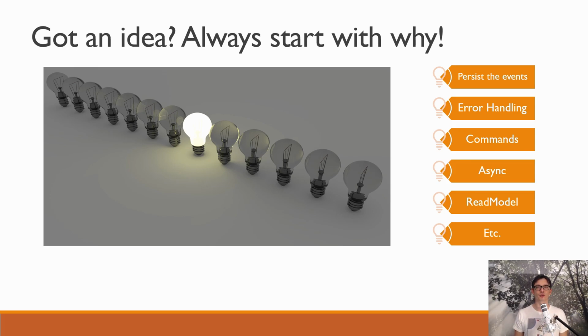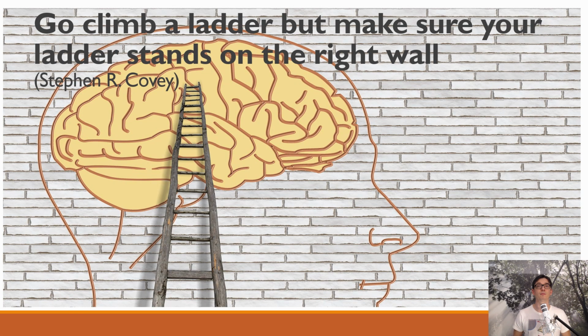So I want to conclude this video series with the quote that fits pretty well, I think, when we are talking about doing something on our own, understanding why we have to do something and understanding what kind of solutions are there and understanding the problems. So it's a quote of a nice book. It's called The 7 Habits of Highly Effective People. And the quote is, "Go climb a ladder, but make sure the ladder is on the right wall."